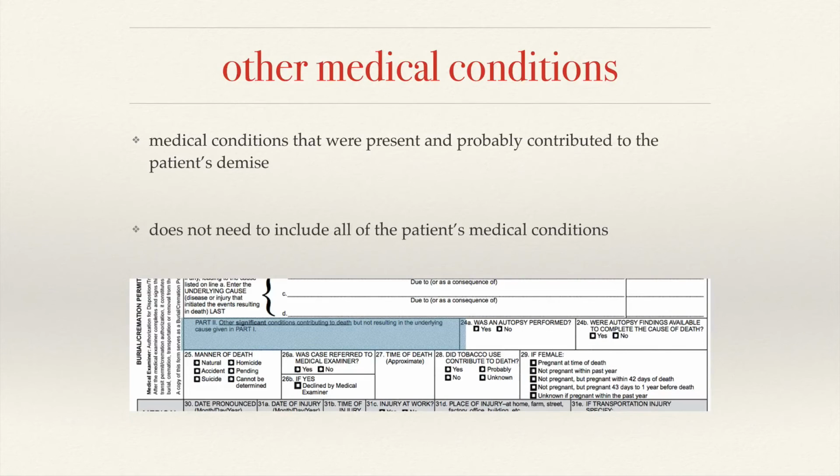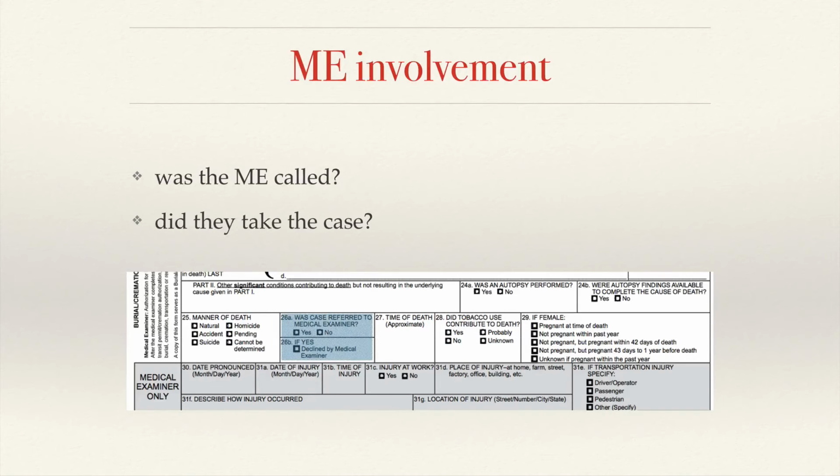The other medical conditions part is a place to list the patient's significant medical conditions that may not have contributed directly to the patient's demise, but are factors in determining their overall state of health and their ability to survive their medical illness. You don't have to include all of their medical conditions, just ones that you think may have contributed to their inability to survive whatever this final illness was. And then lastly, you need to document whether or not the medical examiner was called and if they took the case.